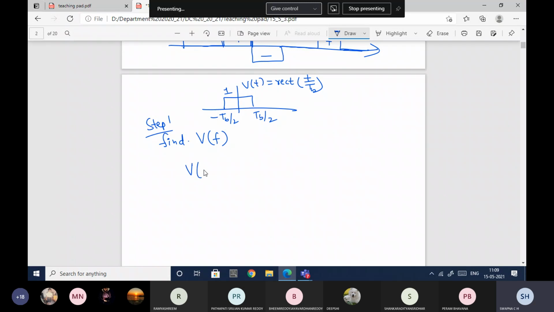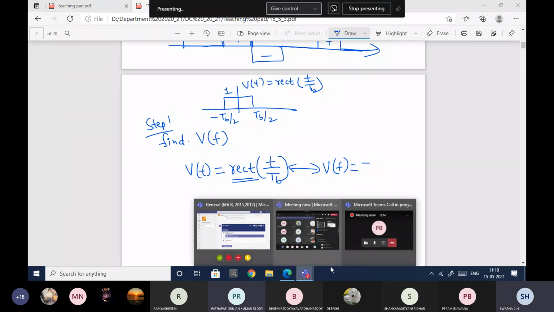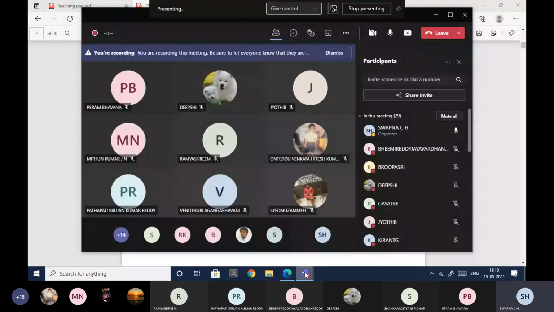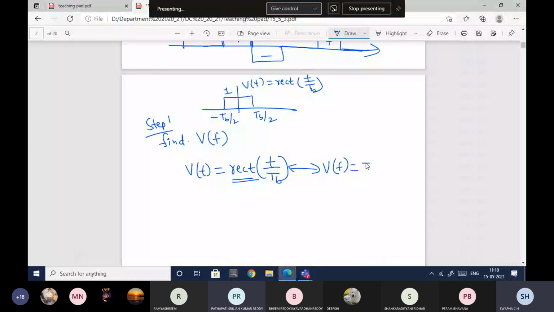So how will you find V of f? You know v of t. V of t is nothing but rect t by Tb. So in the frequency domain, V of f will be equal to, can anybody tell me, rectangular function, what will be there in the frequency domain? You people are able to hear me, right? Sinc, ma'am. Yes, Tb sinc(fTb). Okay, so I've got V of f.